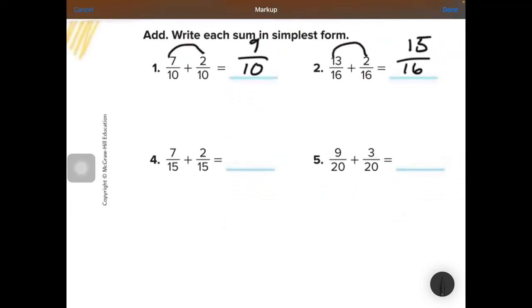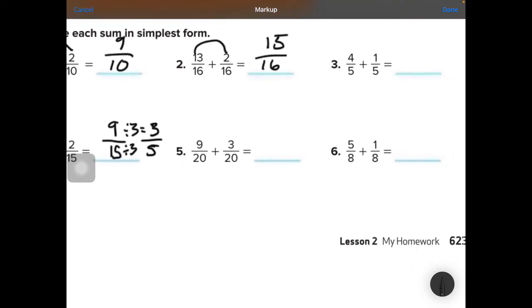is simplified. Number 4, our denominator will be 15, 7, 8, 9. There we go. Oh, can that be simplified? Yes. We can divide each one by 3. So then that would be 3/5 is going to be our answer.